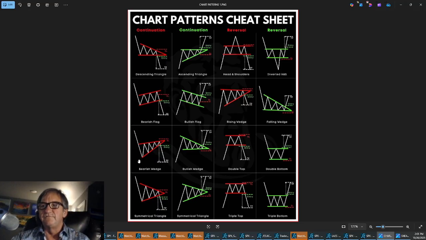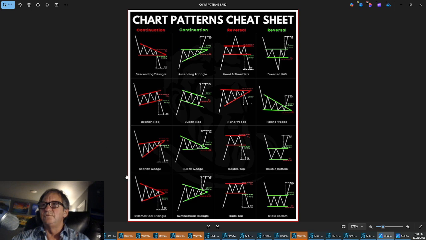We've got a bearish flag, bearish wedge, symmetrical flag, continuation to the upside. We have an ascending triangle, a bullish flag, a bullish wedge and a symmetrical flag. In reversals to the downside, we have a head and shoulders, a rising wedge, a double top, and a triple top. In the reversal from the bottom, we have an inverse head and shoulders, a falling wedge, a double bottom, and a triple bottom.